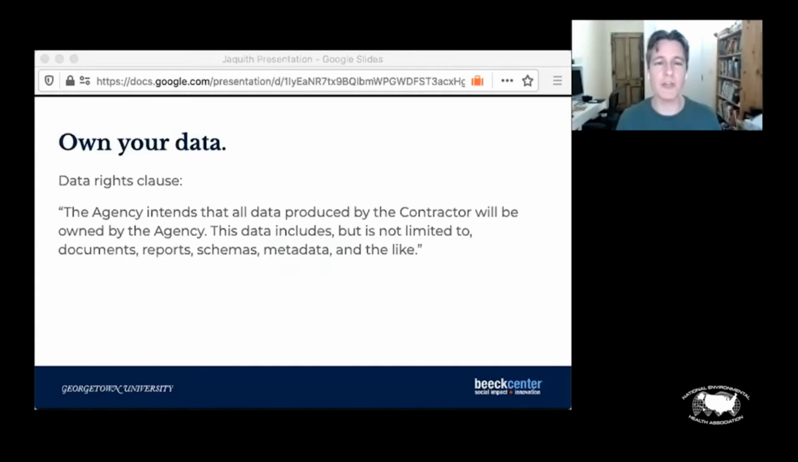The first is you have to own your data in a legal sense by including a data rights clause in the contract. This is not a real complicated thing. A data rights clause just says that the agency or department, whatever is appropriate for you, intends that all data produced by the contractor will be owned by the agency. This includes, but is not limited to, documents, reports, schemas, metadata, and the like. Something very much like this is what you want to have.